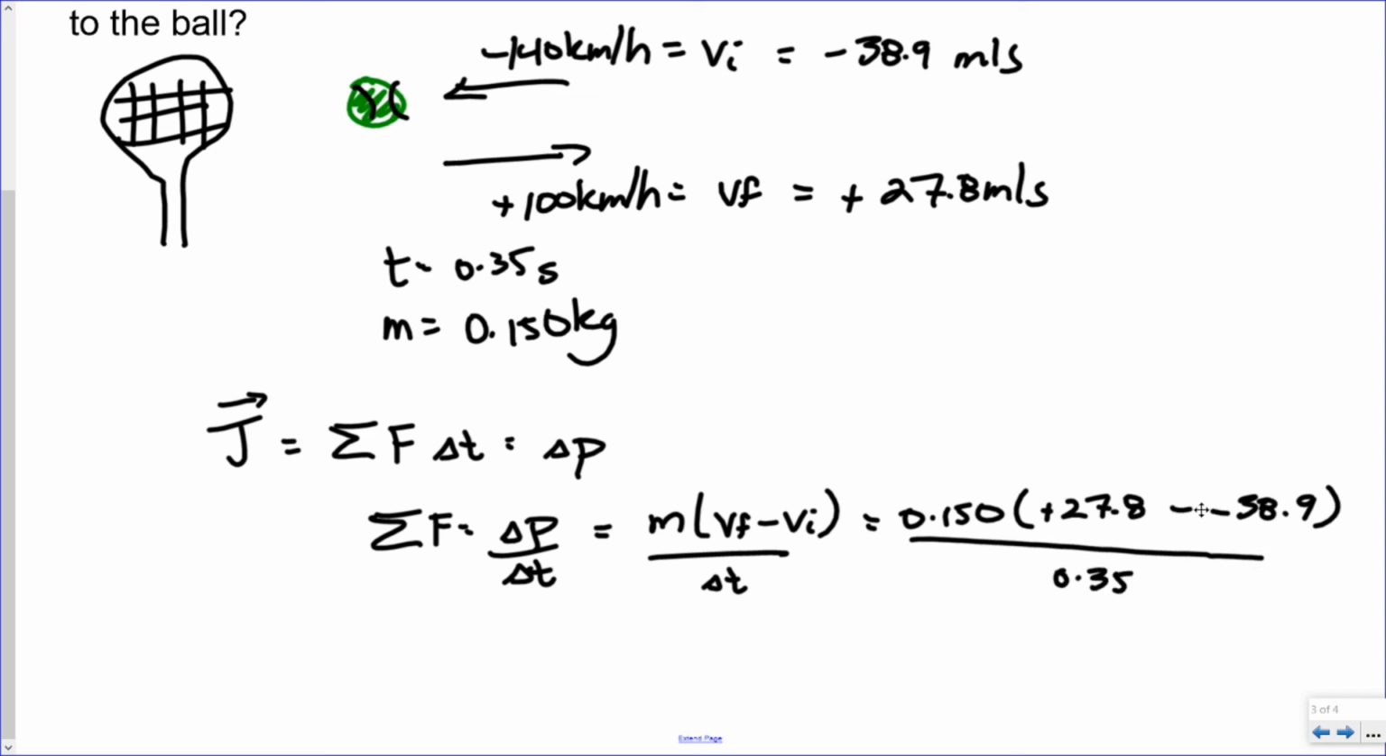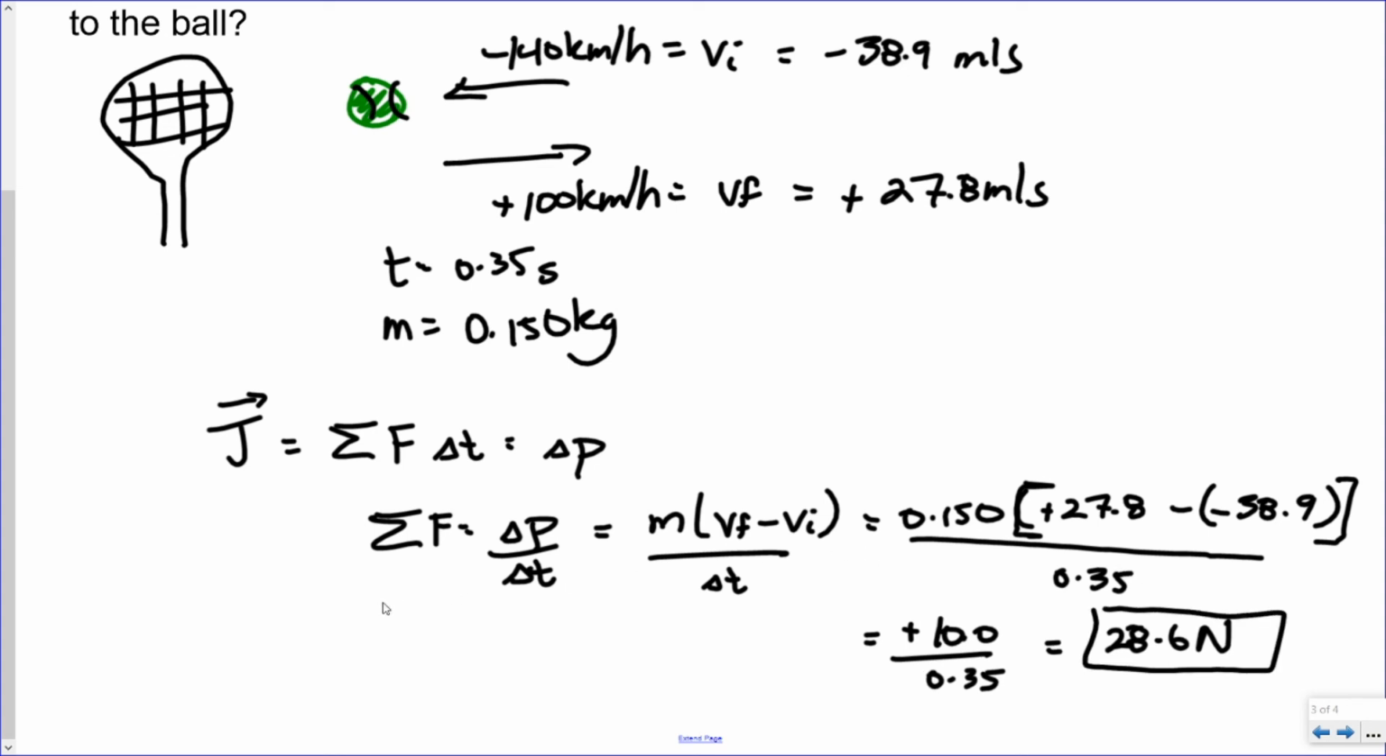So please be careful. Let's maybe even me be a little bit more careful with my notation here. Put square brackets around the big thing and circle brackets around here. So when we solve that out, when you simplify that, on the top you get positive 10.0, divided by 0.35, which gives me a net force of 28.6 newtons.